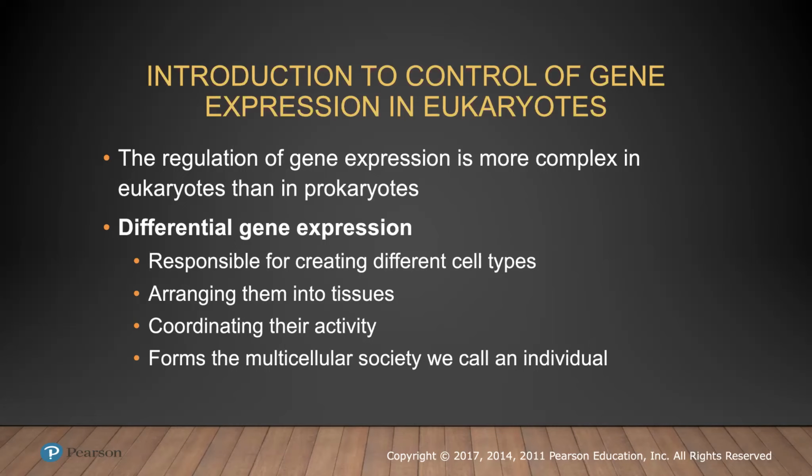The ability of our cells to turn different genes on and off is what helps create all the different cell types in our bodies. It helps them to arrange into specific structures that form our tissues and organs and organ systems. And then this differential gene expression also helps them to coordinate the activity that has to occur between all of these different cell types. So this is a very, very complex process, and I want to take some time to dig through this and see how all of this works.